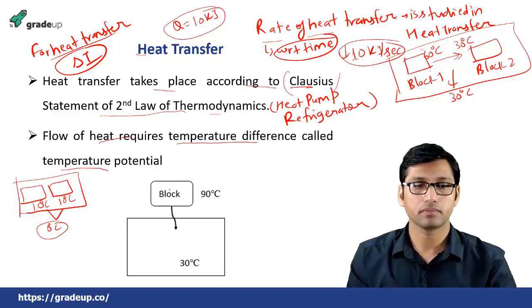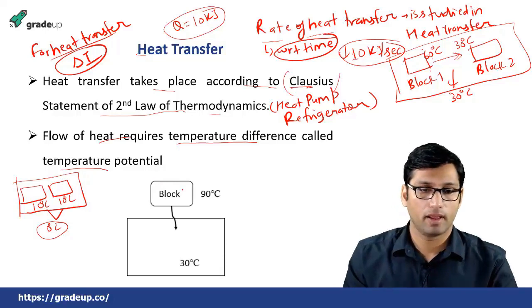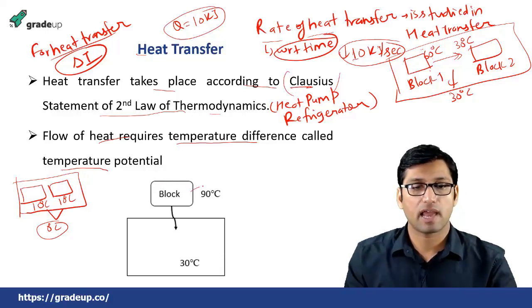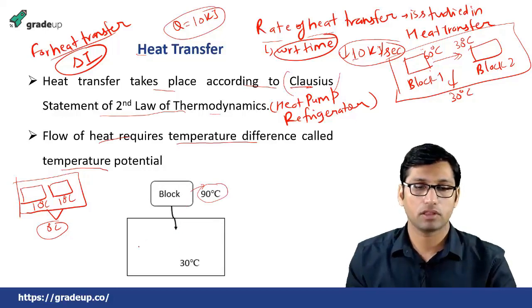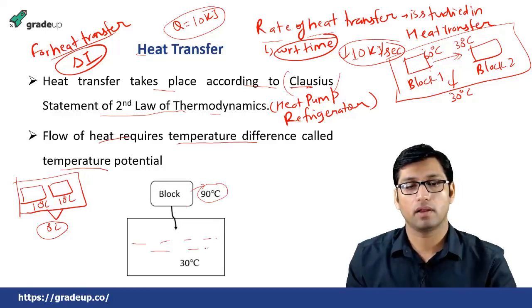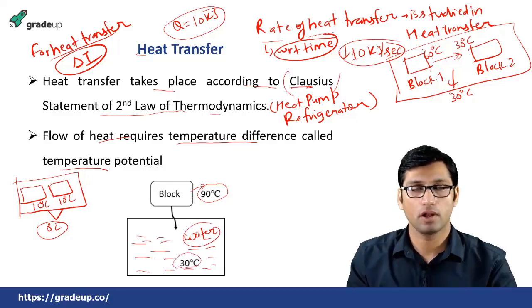Now let us understand this heat transfer with an example. Suppose that there is a block which is having some temperature of 90 degrees Celsius. Now this block is immersed in a reservoir which is having some water, and the temperature of water is equal to 30 degrees Celsius. Now what will happen?